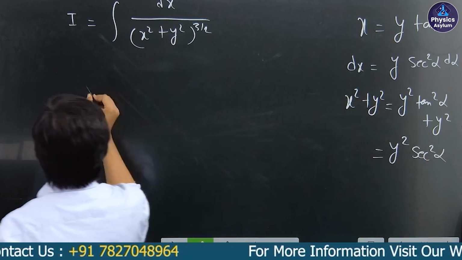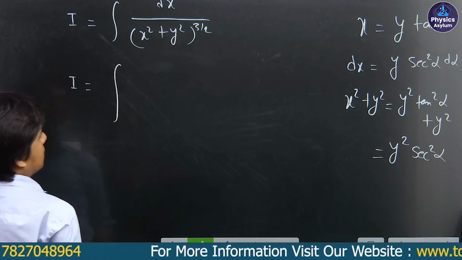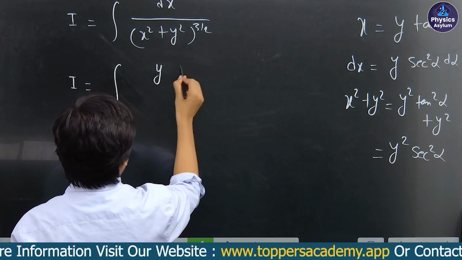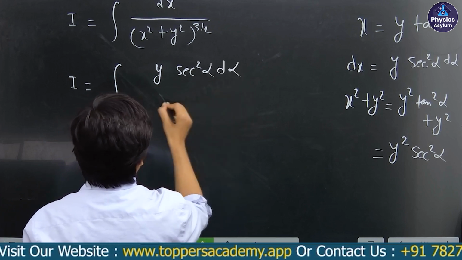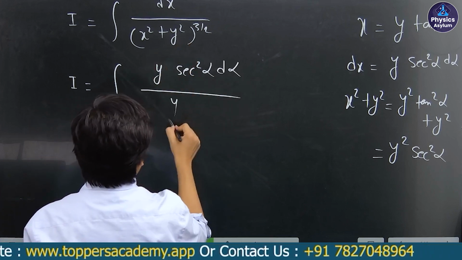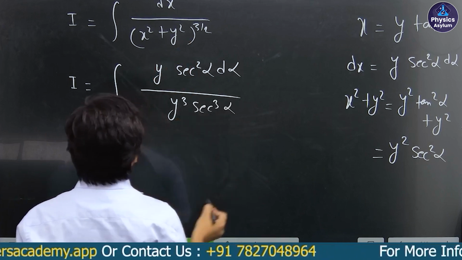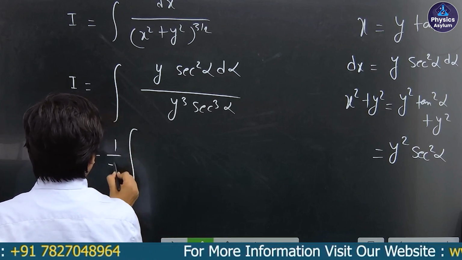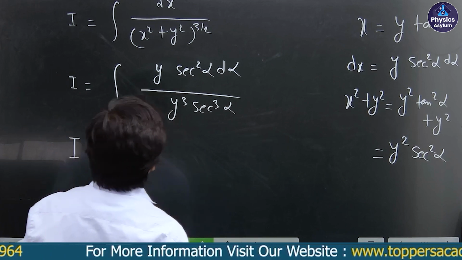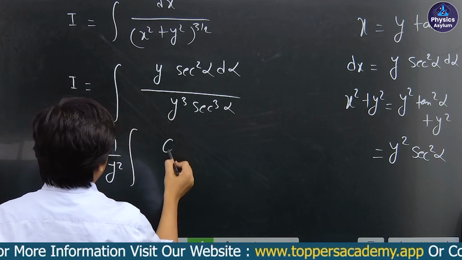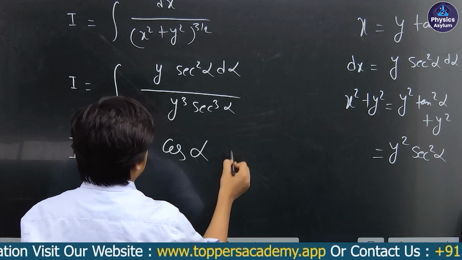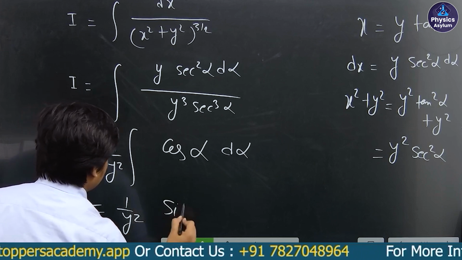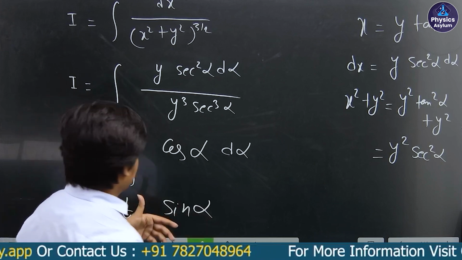So this integral will become: in place of dx I put y sec squared alpha d alpha, and the denominator becomes y cubed sec cubed alpha. Now 1 over y squared, as y is a constant, I can take outside. This becomes cos alpha d alpha. The integration of cos alpha is equal to sin alpha.